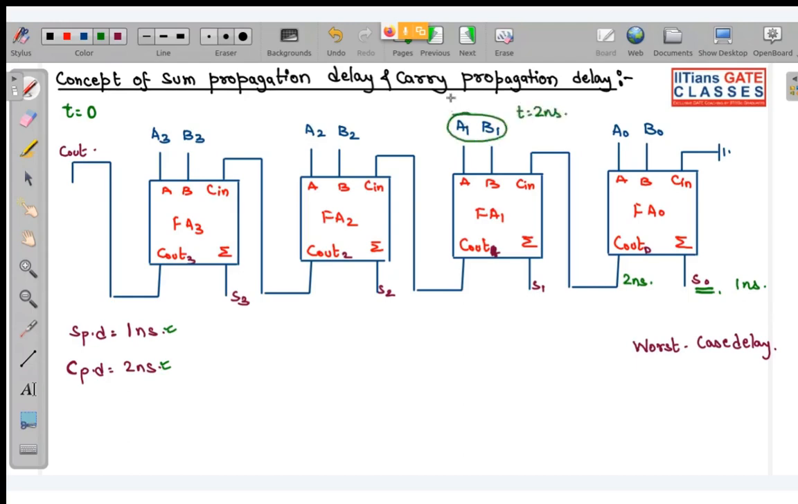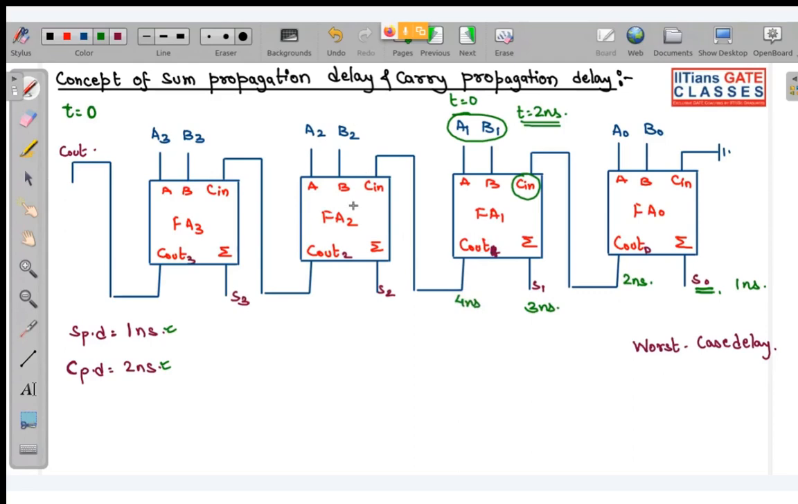This A1 B1 was applied at t equal to 0, but this full adder 1 was waiting for this Cin to get stabilized, and it got stabilized after 2 nanoseconds. So at 2 nanoseconds we got this input. So after 1 more nanosecond, that is 2 plus 1, I will get this S1. So that is your 3 nanoseconds. And after 2 more nanoseconds, that is at 4 nanoseconds, I will be getting Cout of this full adder.